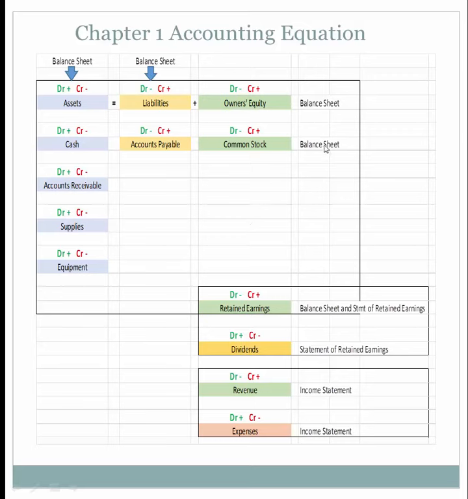Common stock will only be found on the balance sheet. However, retained earnings, the ending balance of retained earnings that we calculate for the period, will be found on the balance sheet as well as the statement of retained earnings. So ending retained earnings is found in both financial statements. This is the only account for which this holds true. Dividends will only be found on the statement of retained earnings. Revenue will only be found on the income statement, and expenses will only be found on the income statement.